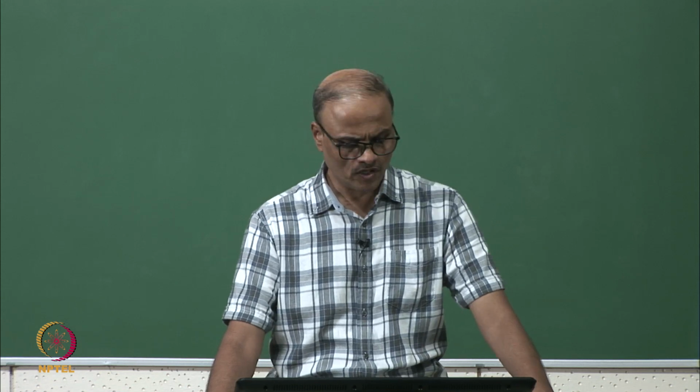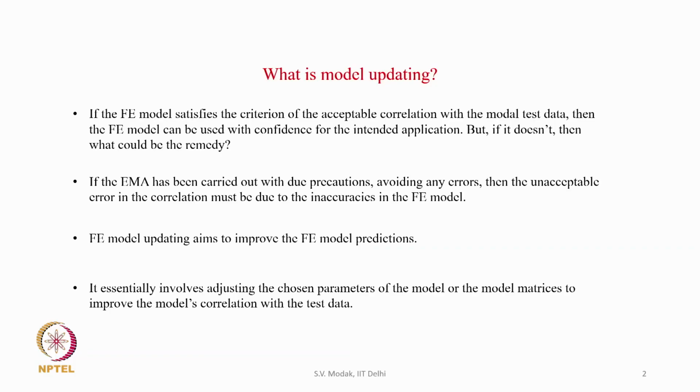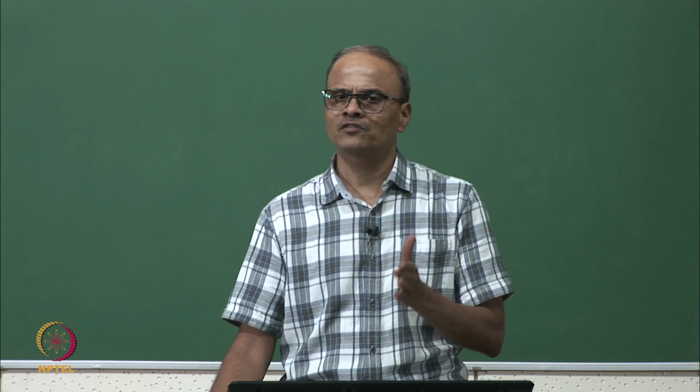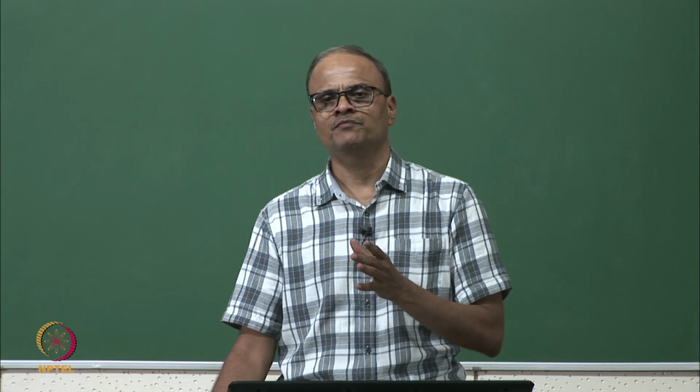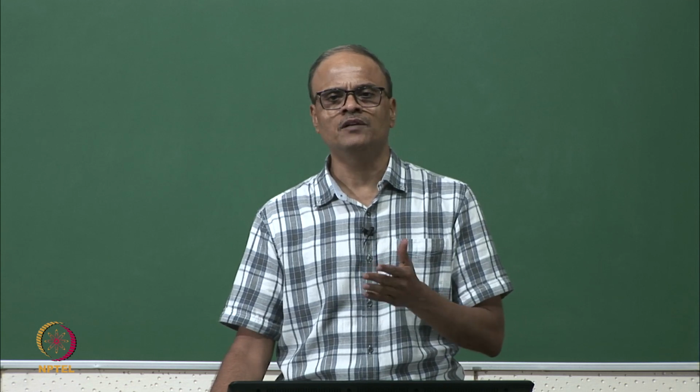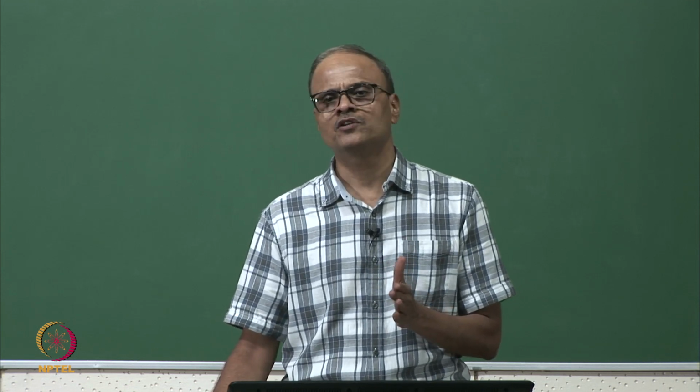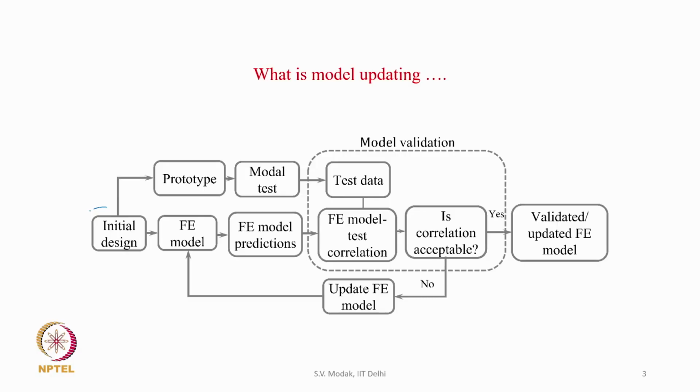FE model updating essentially involves adjusting the chosen parameters of the model, or the model matrices, to improve the model's correlation with the test data. Different FE model updating methods update either some chosen parameters of the model, or some methods even change the mass and stiffness matrices directly, and the objective is to improve the correlation of the FE model predictions with the model test data. So, let us try to understand FE model updating through a flow chart.